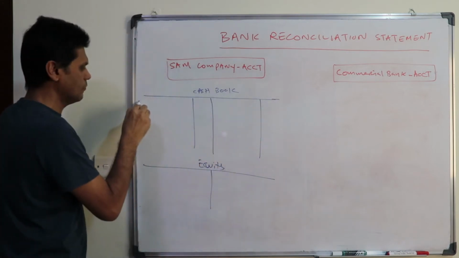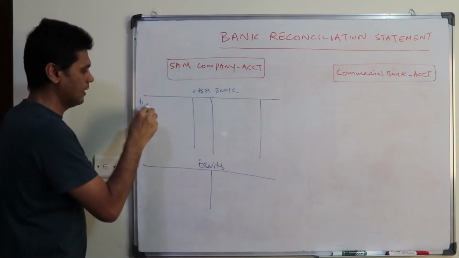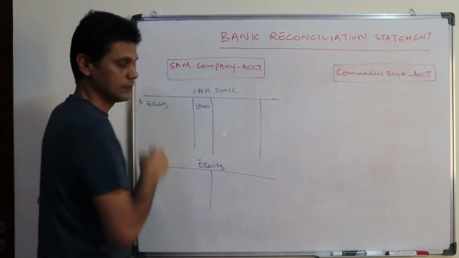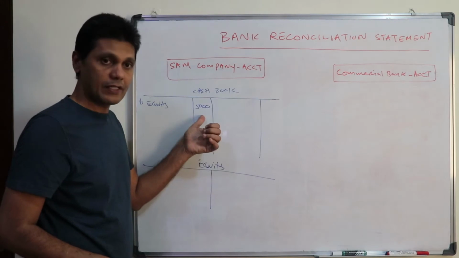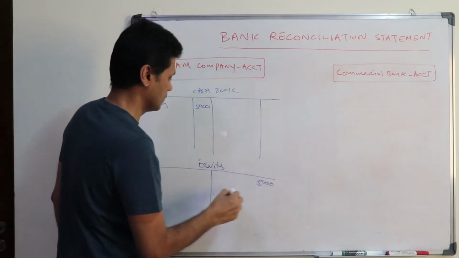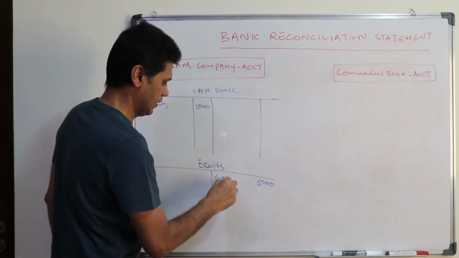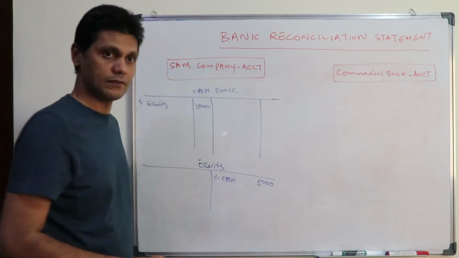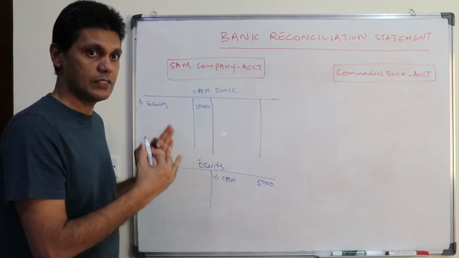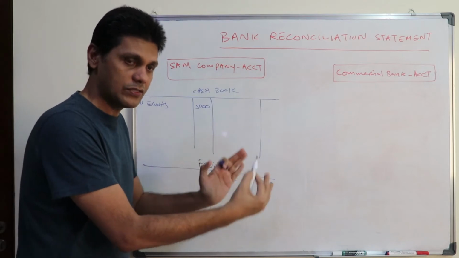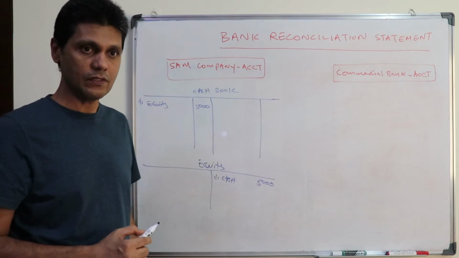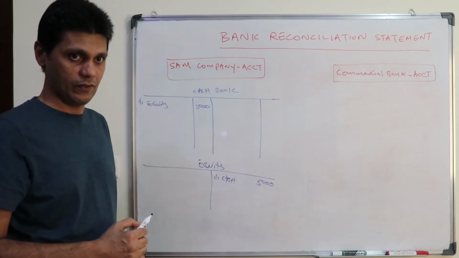Let's assume on 1st January the owners invested 5,000 US dollars. So he will debit the cash book and credit the equity account 5,000. This is the beginning of the story. Owners have invested 5,000 US dollars in the business. This is the investment.